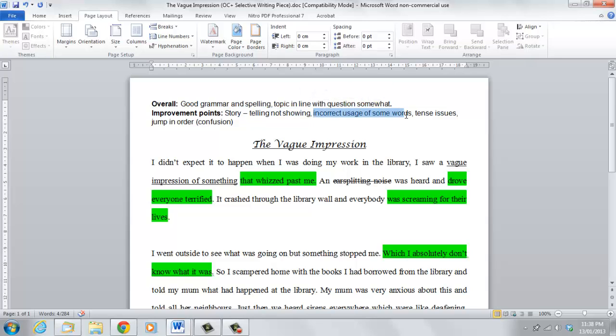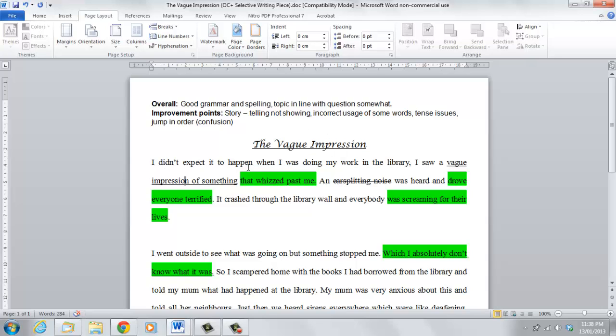There are also issues with incorrect usage of some words, tense issues, and some jumps in order which make a lot of confusion in the story. So I'll explain to you what I mean with these improvement points, and also I'll highlight some of the good points that I thought were in the story. I'll read through it and then I'll go through what's good and what needs improvement.